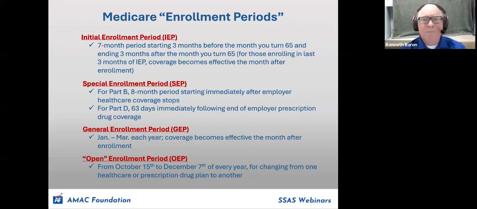A special enrollment period occurs when someone, let's say, is still employed at age 65 and has an employer group health plan, and is going to continue working and keeping that employer group health plan. You can opt not to take your Medicare at 65 and wait until a later age. Remember, it's not an obligation for you to file for Medicare at 65 if you are still employed and will continue being employed.